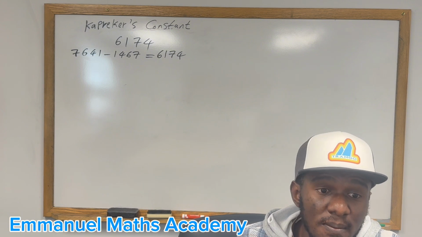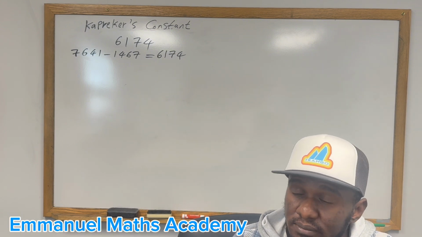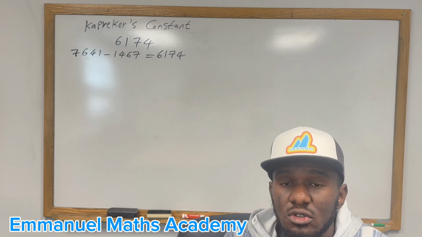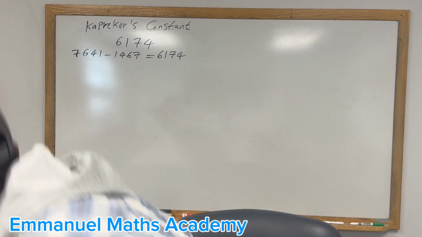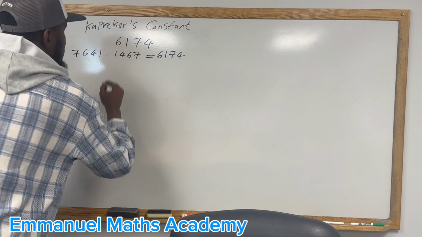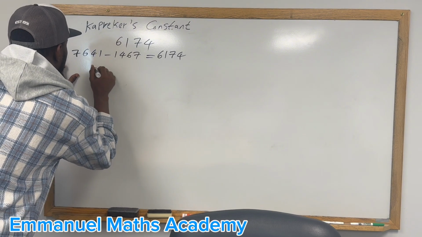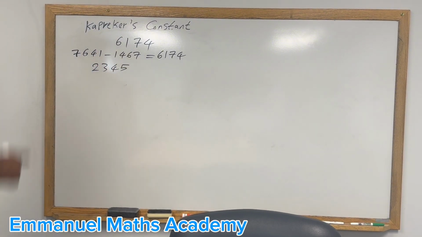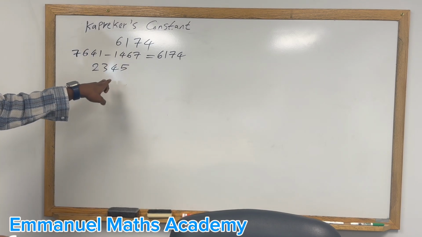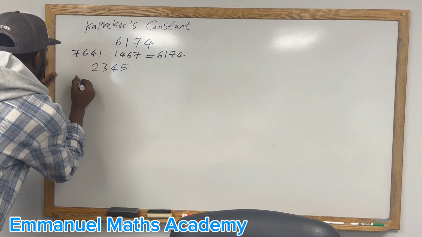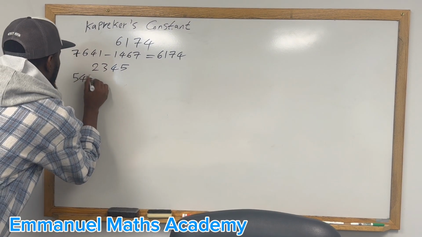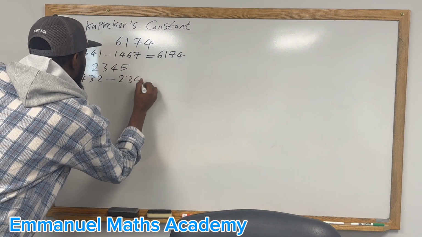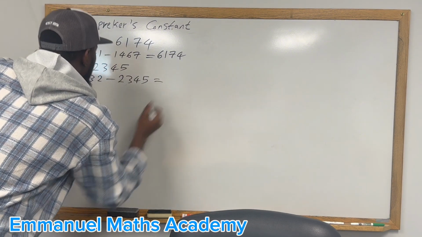You can actually try out a number randomly. Let's say any number, 2345. Let's check the number 2345. Right, so the biggest number here is 5432 and the smallest is 2345.